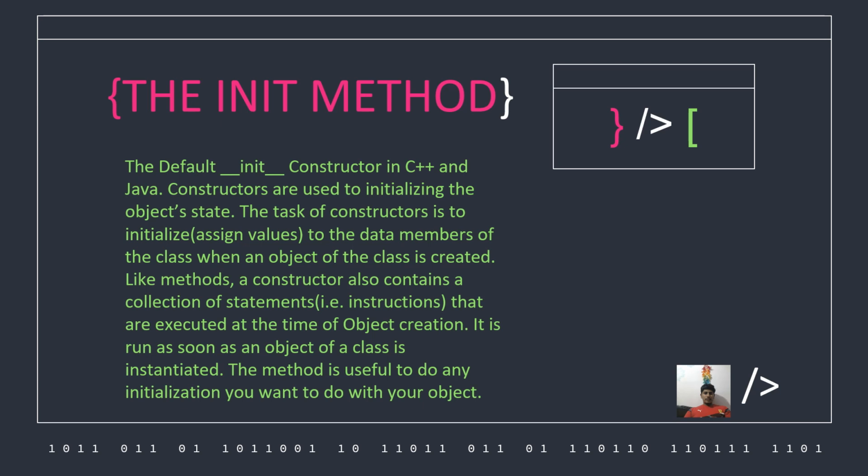The default init constructor in C++ and Java. Constructors are used to initialize the object state. The task of the constructor is to assign values to the data members of a class when an object of a class is created. Like methods, a constructor also contains a collection of statements, such as instructions, that are executed at the time of object creation. It is run as soon as an object of a class is instantiated. The method is useful to do any initialization you want to do with your object.